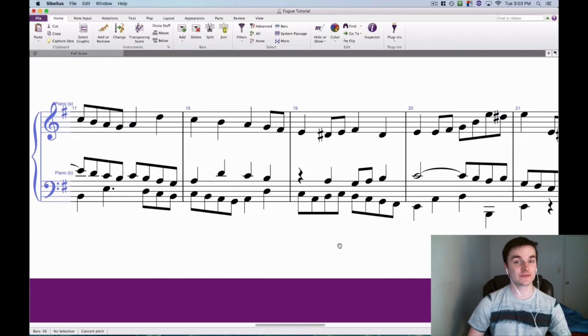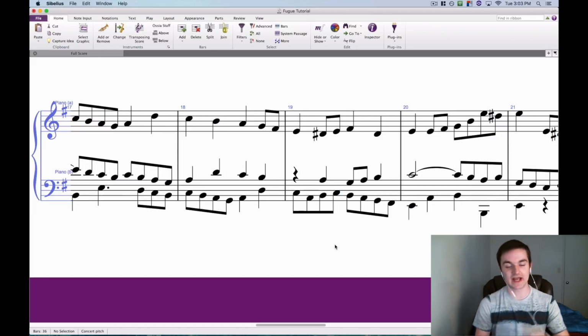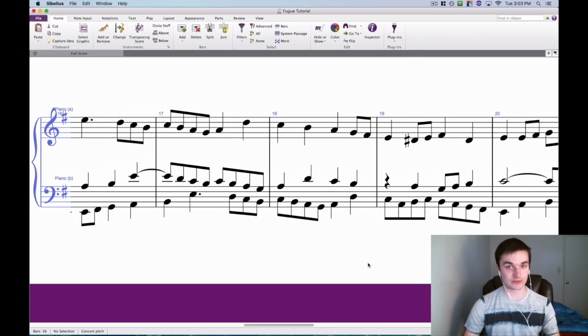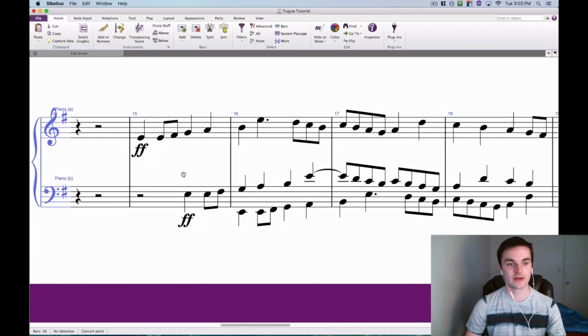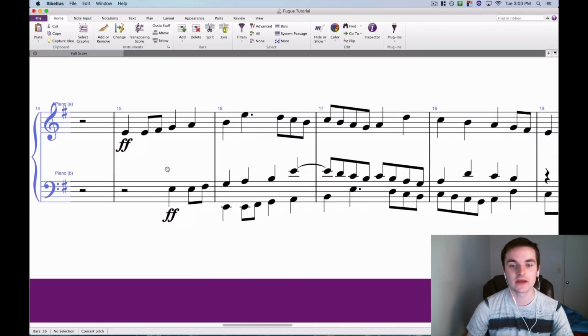Yeah, and that's definitely something that I struggle with. I tend to want this rhythmic vitality, but Bach is really good with adding well-placed rests in his fugues, so I would definitely recommend studying and paying attention to those types of things in his music.